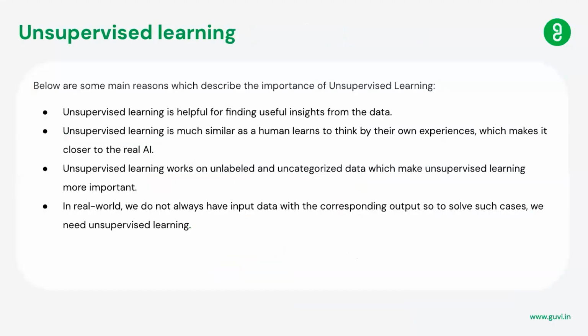So some of the main reasons why unsupervised learning is important is it helps you find useful information from the data, right? You're not even giving it any labels, you're just asking it to generate information from that data. And it works on unlabeled and uncategorized data. So it can work on large amounts of unstructured data. In the real world, you don't always have the corresponding labels, right? As I told you, labeling is a cumbersome task. So in those cases, unsupervised learning helps a lot.